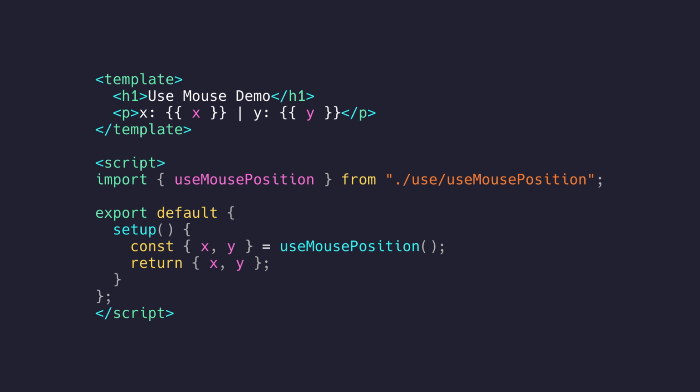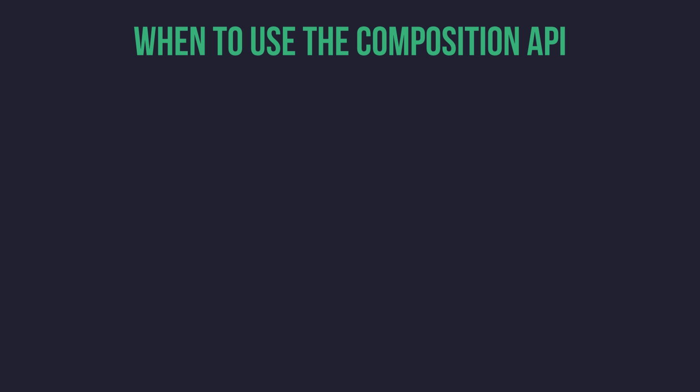And now, back in my component in the composition API, here we are in our setup function. I'm importing that useMousePosition, and now I'm able to use that in my setup function in the composition API. So the logic reuse is a big, important detail of the composition API.